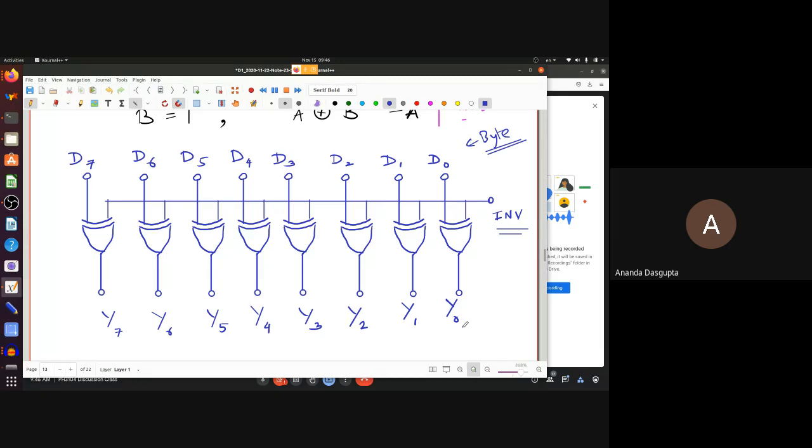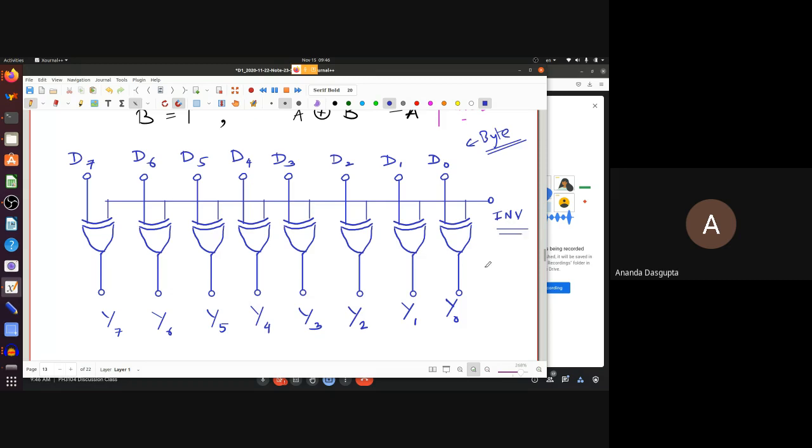So what does it do? If inv is low, how is the output byte related to the input byte? Both are the same. If inv is high, then output is low always. No, it's not necessarily low. It's the complement of the input. Yeah, it's exactly the complement of the input, bitwise complement.